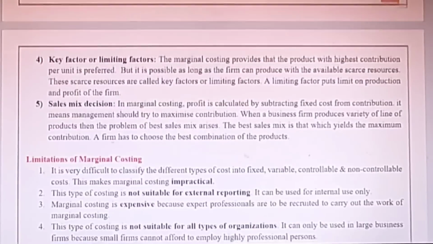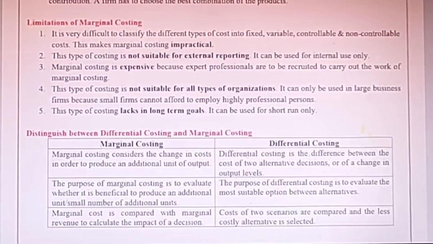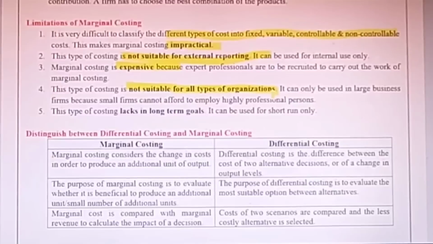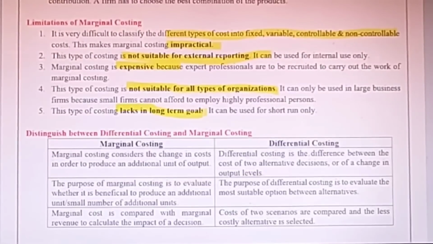Okay. कुछ limitations भी देख लेते हैं। It is difficult to classify the cost into fixed, variable, controllable and non-controllable cost, because it is very impractical and it is not suitable for external reporting. It is an expensive process because we have to recruit one separate person for this, and it is not suitable for small organizations because they cannot afford marginal costing, and it also lacks in long term goals.